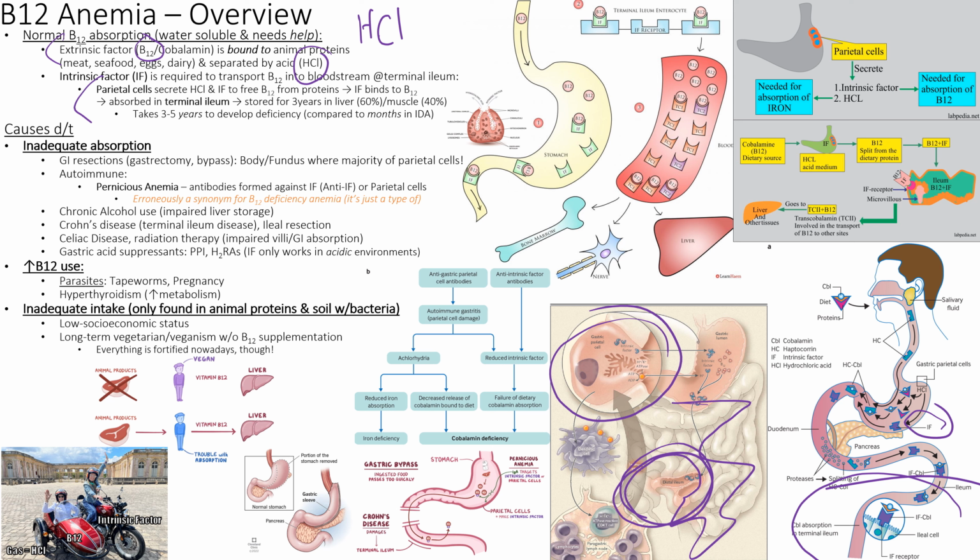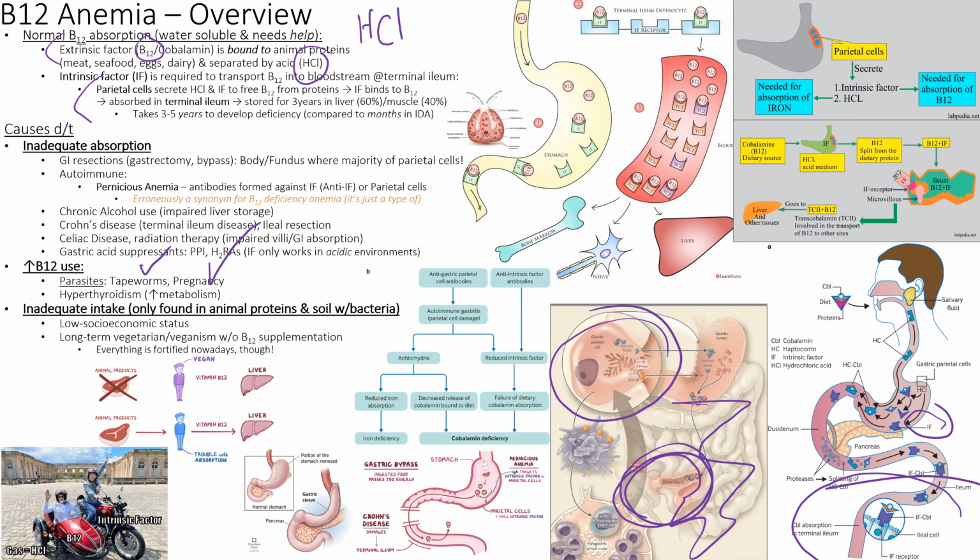So parietal cells can be attacked, right? And the intrinsic factor itself can be attacked. You can form antibodies against it. That's called pernicious anemia. That's rare. It's usually a situation where you're not able to absorb B12, or you have B12 deficiency because you didn't take in enough of it, right? Or you're using way too much B12 because you have parasites, right? Like a tapeworm, sometimes pregnancy. All right, so those are usually the common reasons for a B12 deficiency anemia.